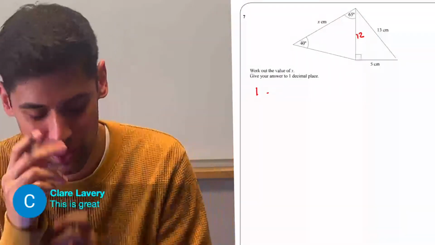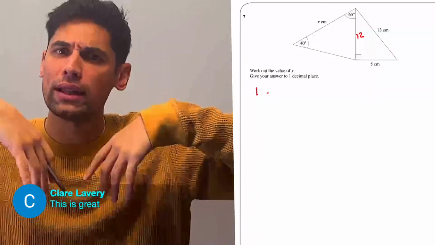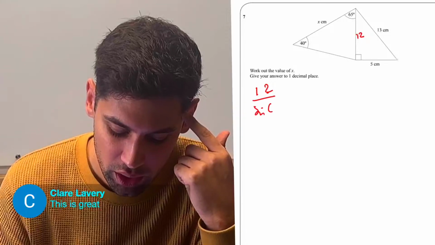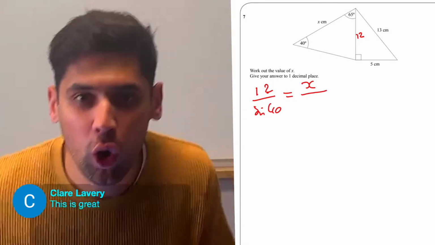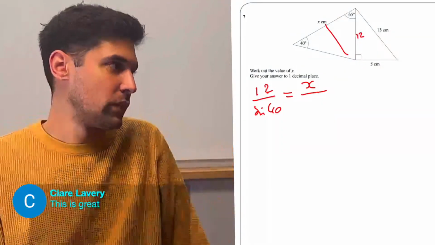This is where it's going to get interesting. I can't wait for this. So we're looking for a length ultimately. So our instinct is we put lengths on top. So we go 12 over sine 40 equals x over. Hold on a sec. We don't know what this length opposite. We don't know what the angle opposite x is. It's game over.